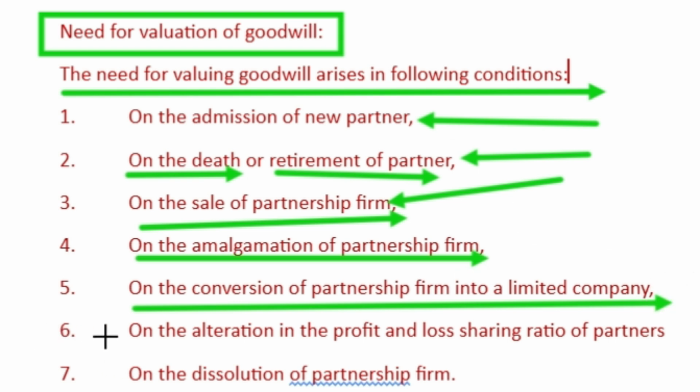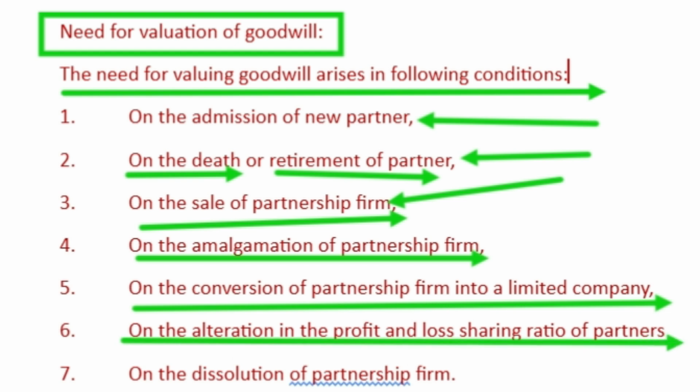And the next point here, on the alteration in the profit and loss sharing ratio of partners. If the partners change their profit sharing ratio, like A and B are partners and their profit sharing ratio is 3:2, and now they want to change it to 2:3, then the value of goodwill is calculated, and accordingly, on the basis of the new profit sharing ratio, the amount of goodwill is adjusted. That is when the need for valuing goodwill arises. On this occasion also, goodwill is valued.